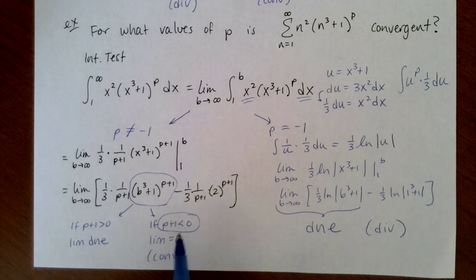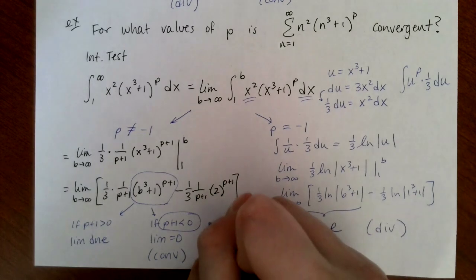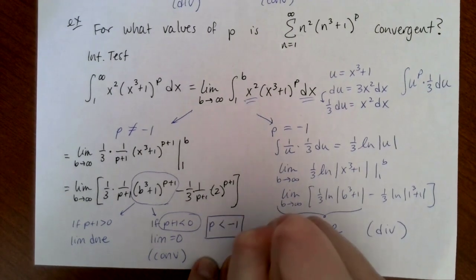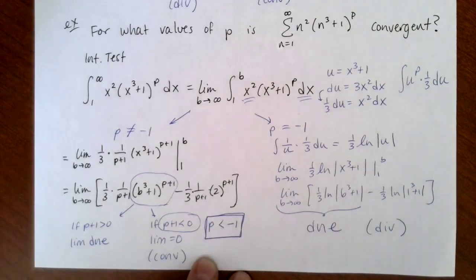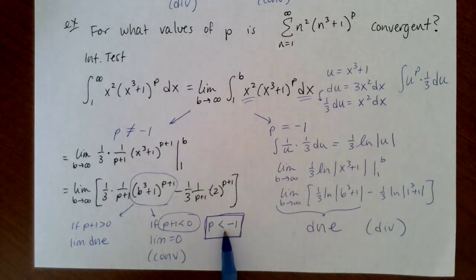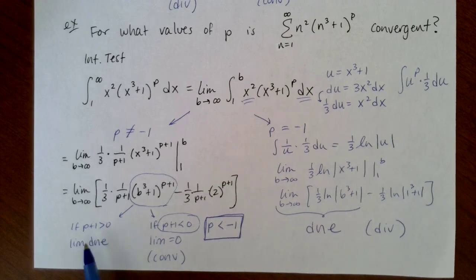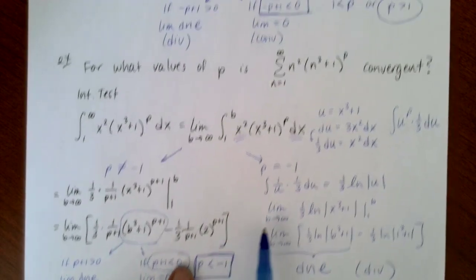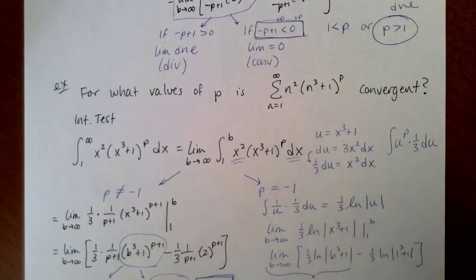P plus 1 has to be less than 0. And if I subtract the 1 over, that would mean P has to be less than -1. So my final answer for this would be that P has to be less than -1. And I know I'm not including -1 itself because we said that belongs in the divergent category with these guys here. So as long as P is strictly less than -1, this will be a convergent series.